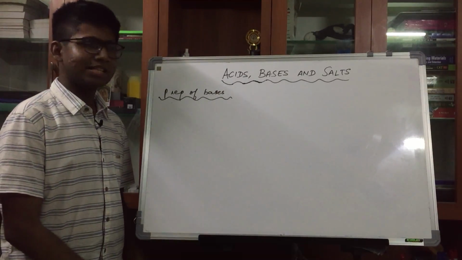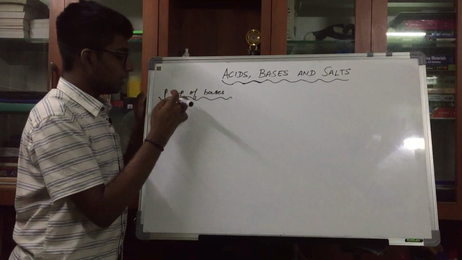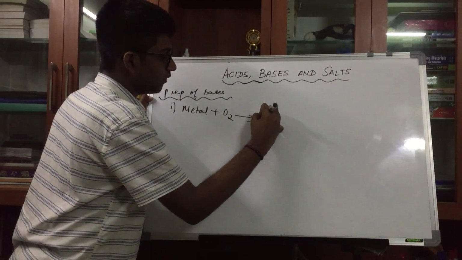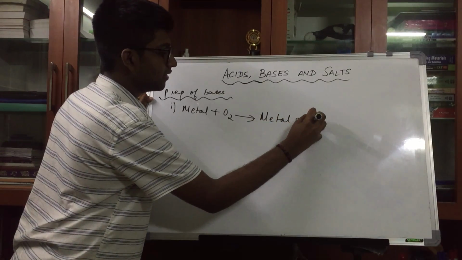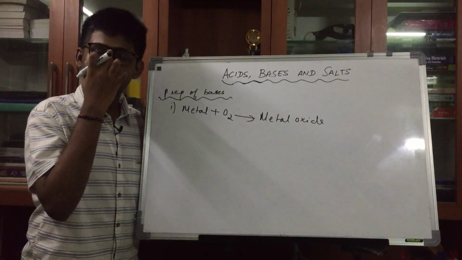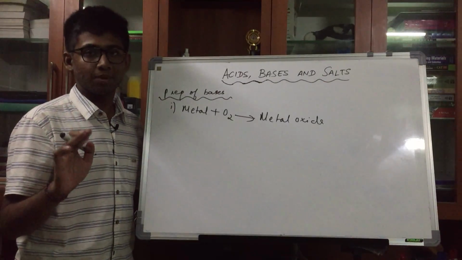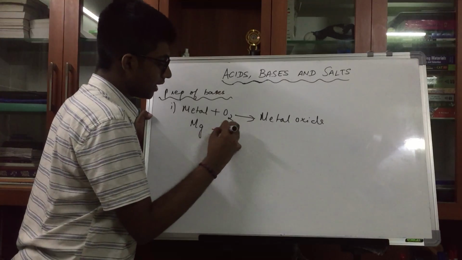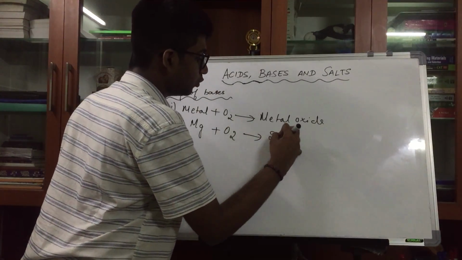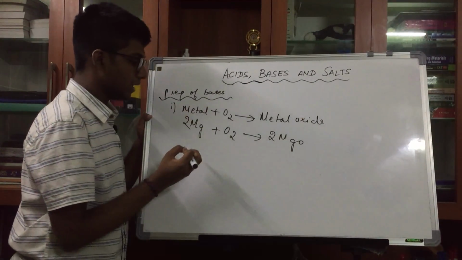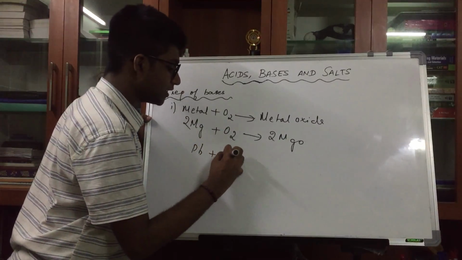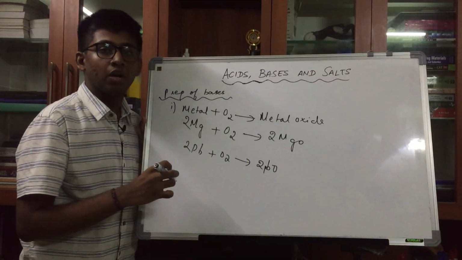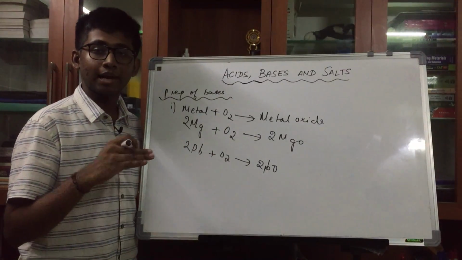The first and very simple form of preparation is metal plus oxygen giving you metal oxide. Since this metal oxide will have the anion O2 minus, it is supposed to be a base. For instance, when you take Mg and O2, you get 2 MgO after balancing. But writing the equation Pb plus O2 giving 2 PbO is wrong, since we have discussed that PbO, which is lead oxide, is not a proper example of a base.